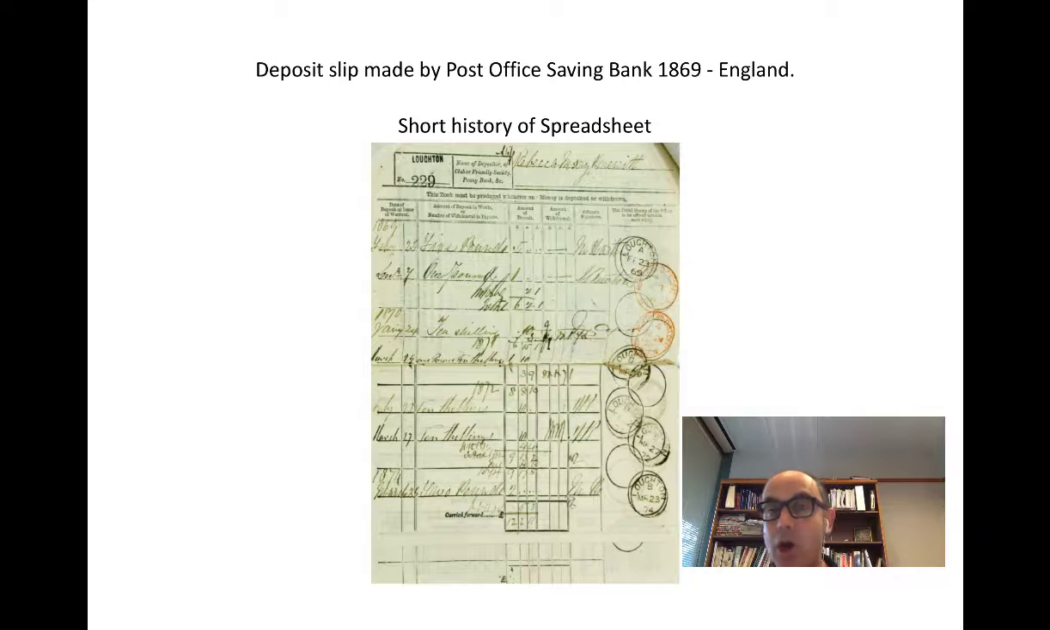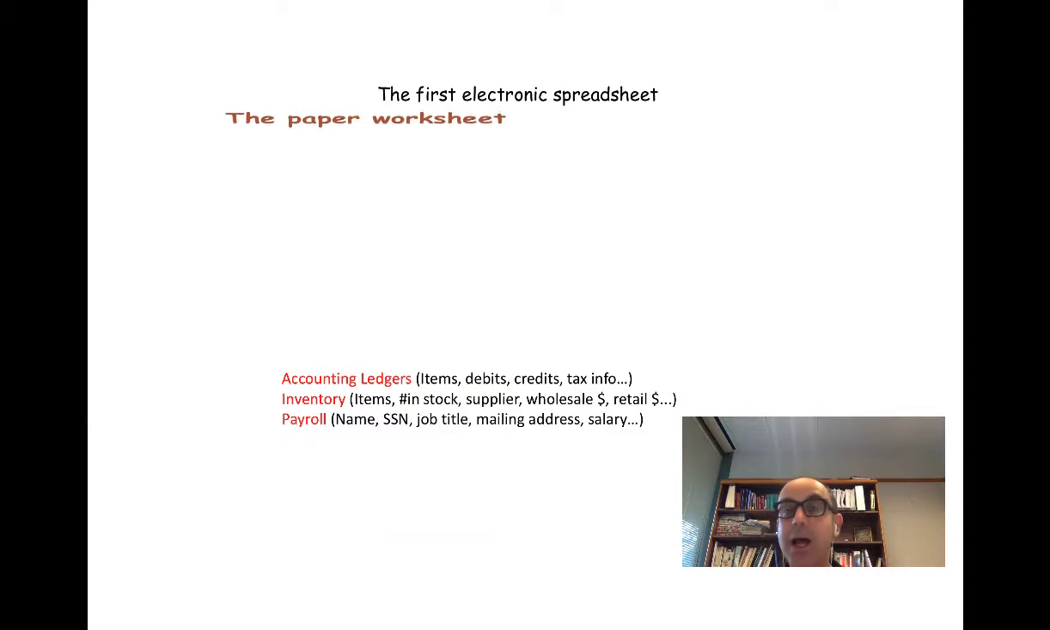It started a long time ago, but the first paper-based spreadsheet was created by the Post Office Savings Bank in England in 1869. When you went to the bank, a clerk signed his name, signed the amount of money that you deposited, gave an actual official signature of the bank, and asked you to sign the paperwork in order for them to keep track of the money that you put into the bank.